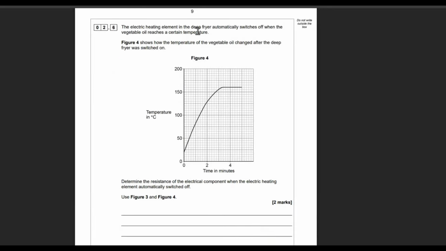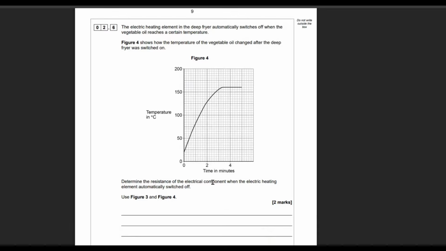The electrical heating element in the deep fryer automatically switches off when the vegetable oil reaches a certain temperature. Figure 4 shows how the temperature of the vegetable oil changed after the deep fryer was switched off. So after it was switched off, the temperature still going up, and then it levels out. No, after it was switched on. Oh, that's a totally different meaning. So figure 4 shows how the temperature of the vegetable oil changed after the deep fryer was switched on. So someone switched the deep fryer on, the temperature increases, getting hotter, getting hotter, getting hotter, and then stabilizes here just above 150, whatever that is, 160.